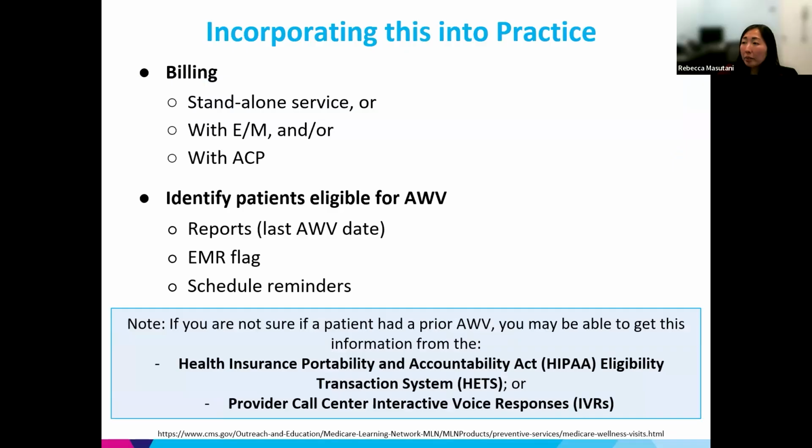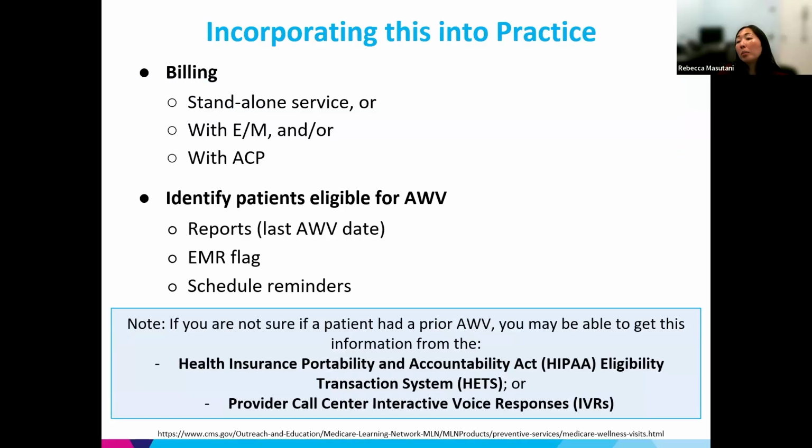In terms of practical tips that one can follow to incorporate Medicare annual wellness visits into their practice, remember that for billing purposes, providers can bill for Medicare annual wellness visits, like I said, as a standalone service or with an E&M service and or with advanced care planning.